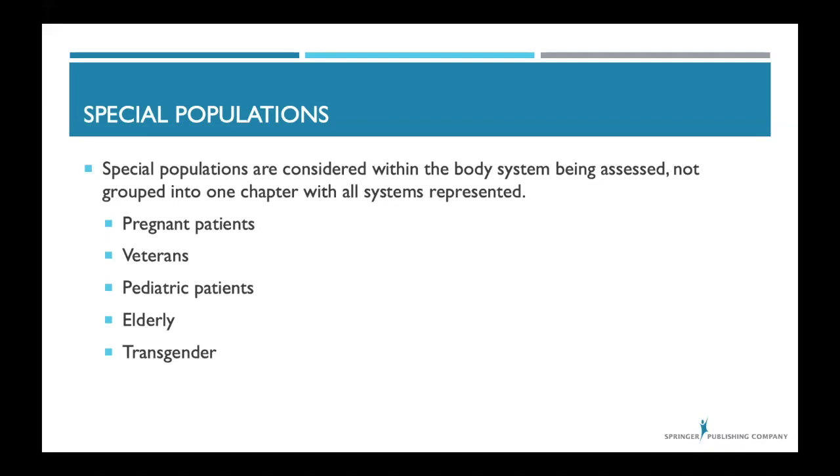And what we did, and what we feel is really important, is to assess these patients within the body system. So they are a special population, but what is so different in the pregnant patient's GI system, in the veteran's musculoskeletal system? What is different in the pediatric patient for cardiology? Also with the elderly and the transgendered population.